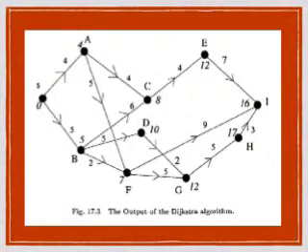Figure 17.3 shows the graph of figure 17.2 with the values of delta written next to the vertices in italics and the weights of the edges written on the edges in Roman font. So figure 17.3 is the output of the Dijkstra algorithm.